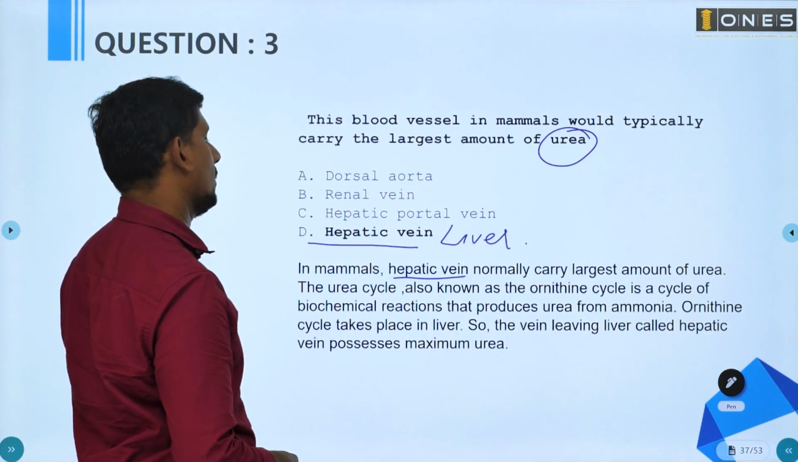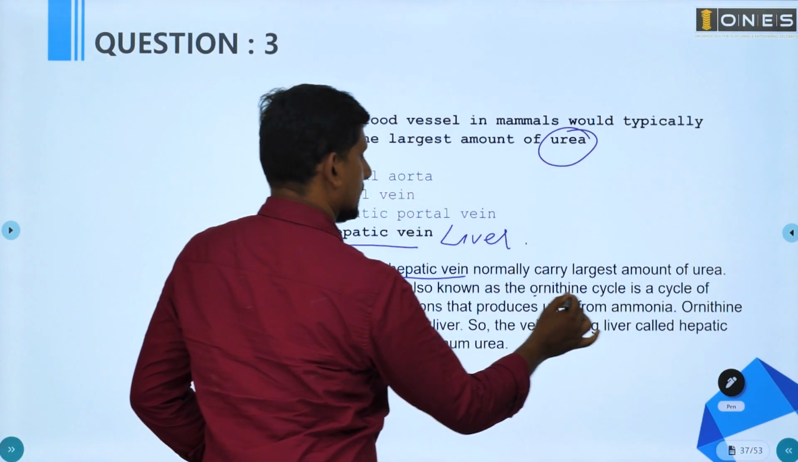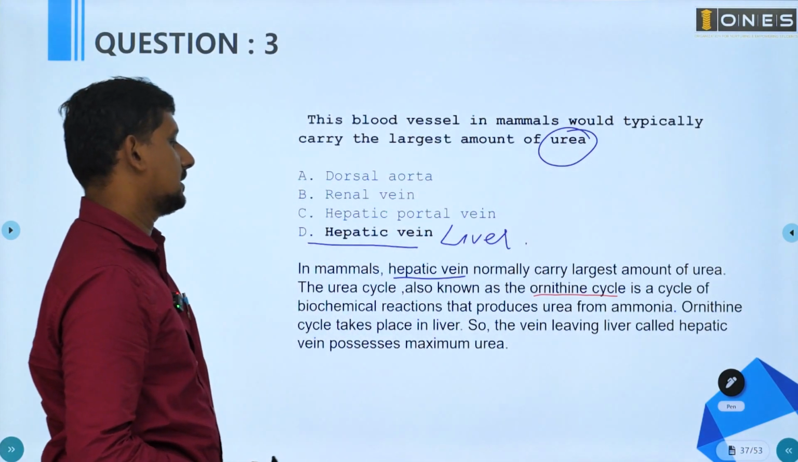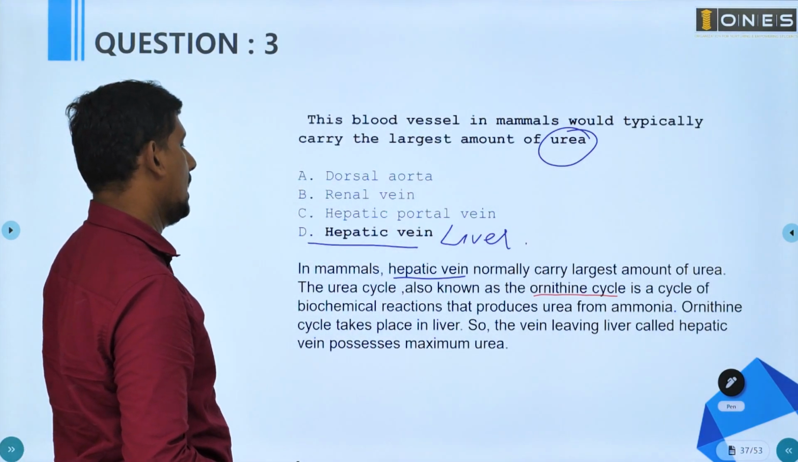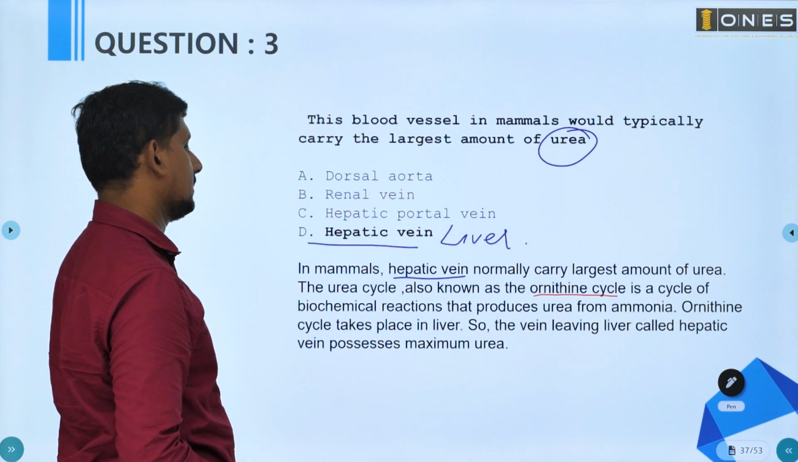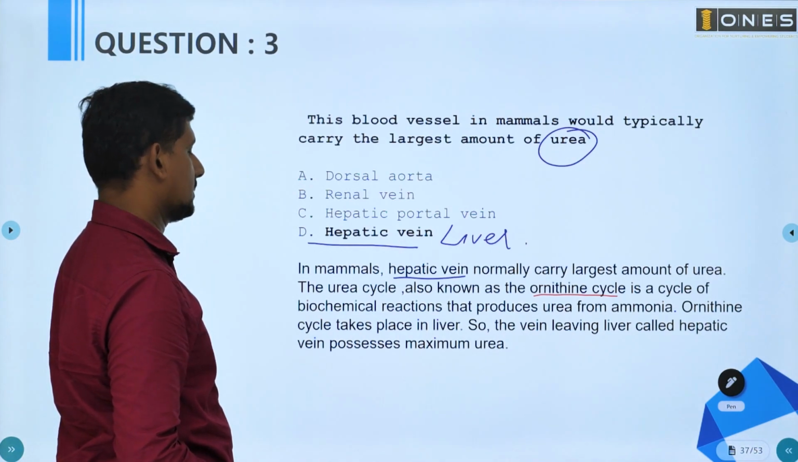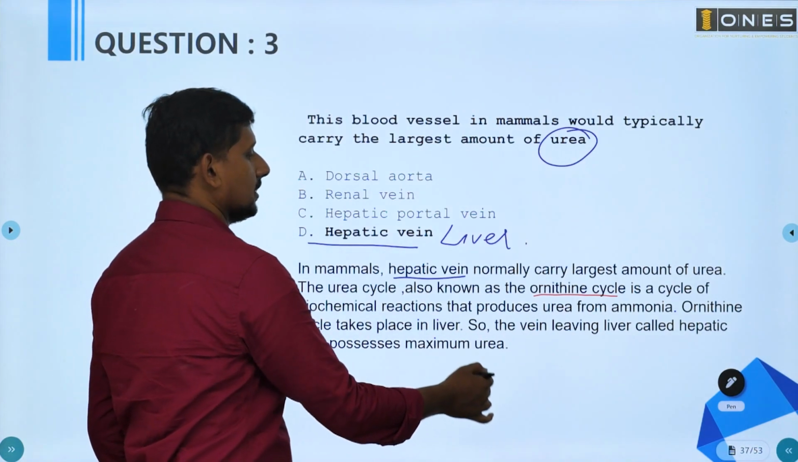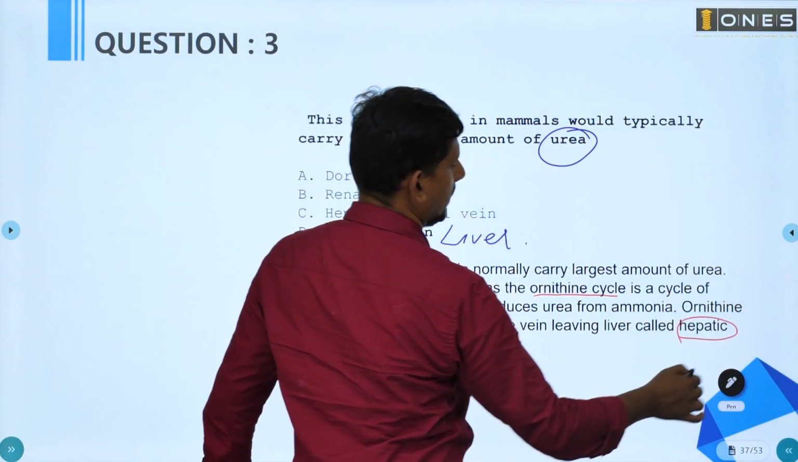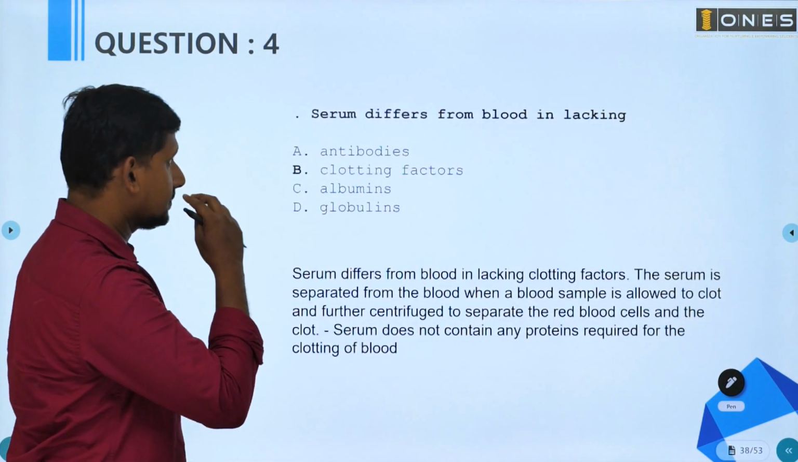The urea cycle, also known as the ornithine cycle, is a cycle of biochemical reactions that produces urea from ammonia. The ornithine cycle takes place in the liver. So the vein leaving the liver is called the hepatic vein, and it possesses maximum urea.